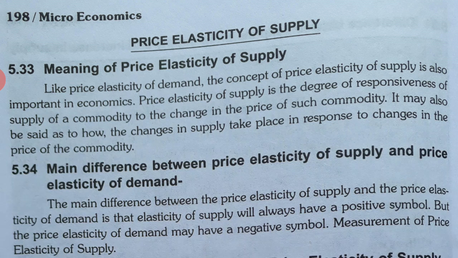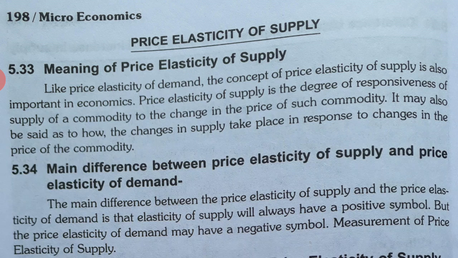So, last chapter, chapter number 3, demand elasticity, price elasticity of demand. So likewise, there is price elasticity of supply. This is actually the degree of responsiveness of supply of commodity to change in the price. So we can say how the changes in supply take place in response to changes in the price of commodity.